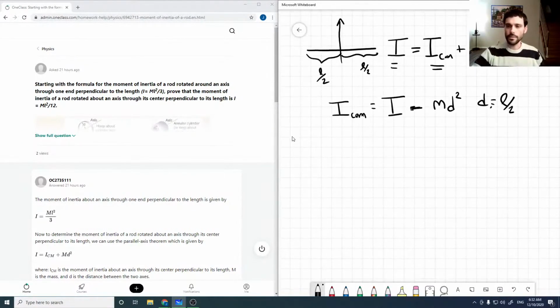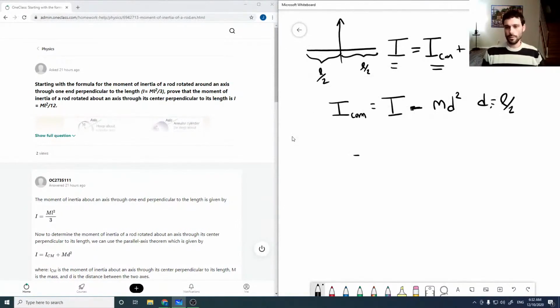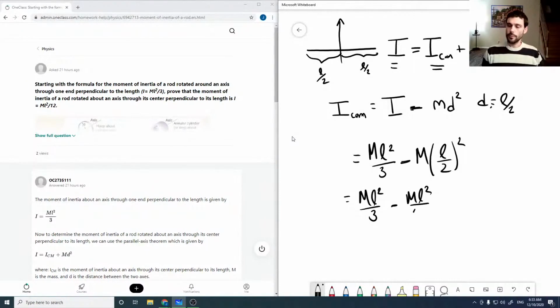Plugging in the values that were given, this would be ml squared over 3 minus m times L over 2 squared, which is ml squared over 3 minus ml squared over 4. Now giving them similar denominators, 4 ml squared over 12 minus 3 ml squared over 12, and so that equals ml squared over 12.